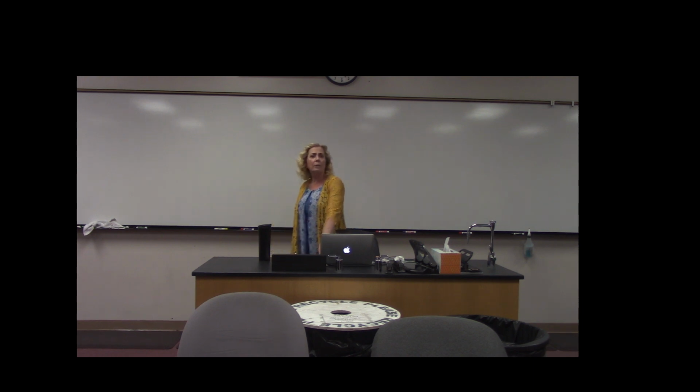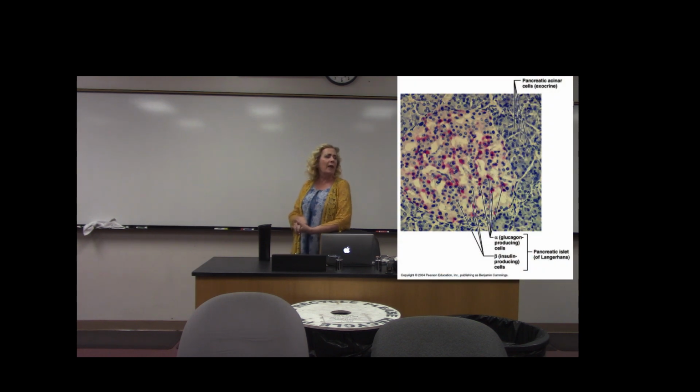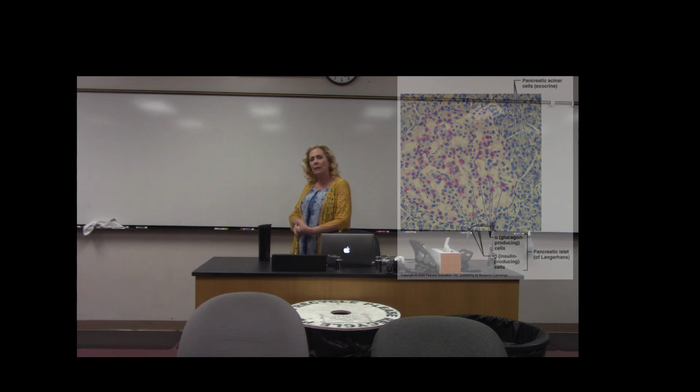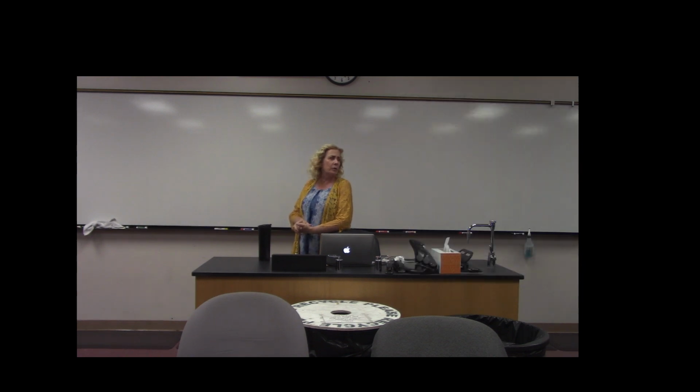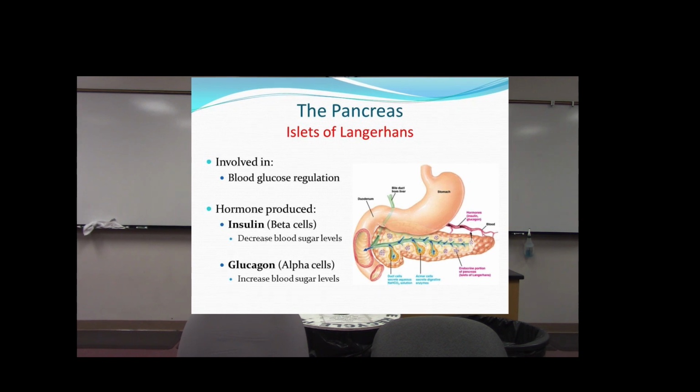So the pancreas has what are called the islets of Langerhans. These are groups of cells that are made out of alpha, beta, and delta cells. Alpha cells secrete the hormone called glucagon, beta cells secrete insulin, and delta cells secrete something called somatostatin. Now, we're not going to get into somatostatin as much, but we are going to talk about glucagon and insulin because they kind of work together in the body.